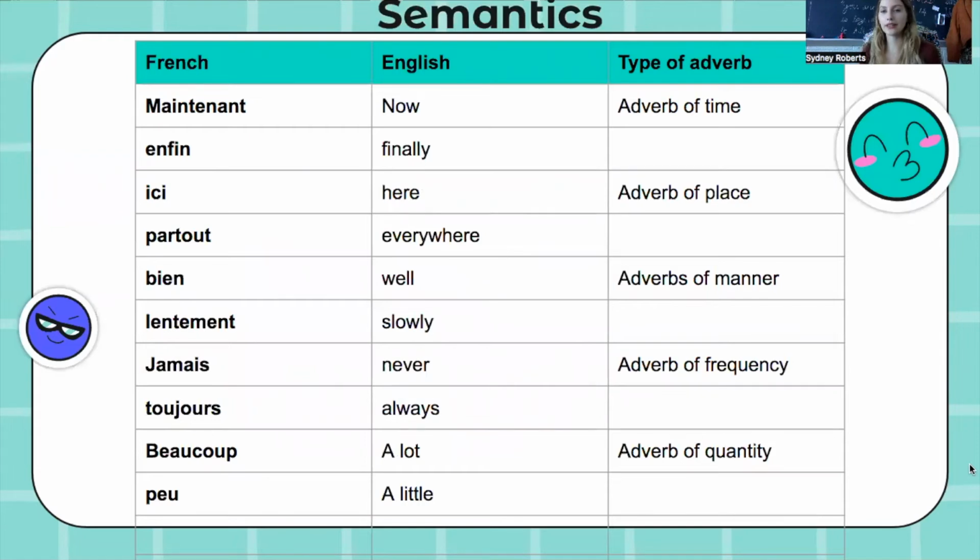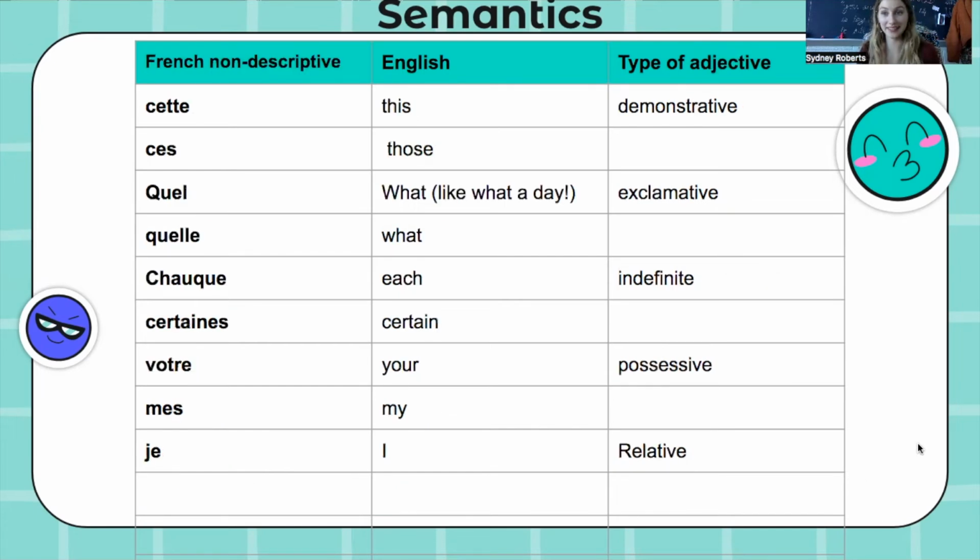And then here are some other words and their classifications. So we've got some adverbs of time. Maintenant, which means now, and enfin, which would be finally. Adverbs of place. Ici is here. Partout would be everywhere. Adverbs of manner. Bien, well, lentement, slowly. Adverbs of frequency. Jamais, never. Toujours, always. And then adverbs of quantity. Beaucoup, a lot, or peu, a little. A lot of times people will ask, tu parles français, which means, do you speak French? And you say, un petit peu, which means a tiny little bit, which is what I've got. Un petit peu, if you can't tell.